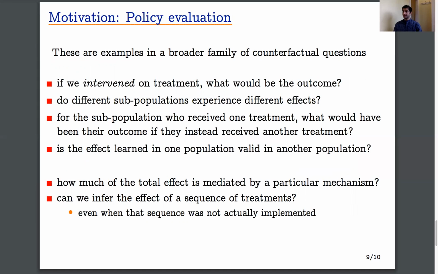Now, the two counterfactual questions we focused on live within a broader family of counterfactual questions. Questions like, if we intervened on treatment, what would be the outcome? That's the continuous treatment effect. Do different subpopulations experience different effects? That's the heterogeneous treatment effect. For the subpopulation who received one treatment, what would have been their outcome if they received another? That's treatment on the treated. Is the effect learned in one population valid in another population? That's a distribution shift question. More creatively, we could ask, how much of the total effect is mediated by a particular mechanism? That's mediation analysis. And finally, can we infer the effect of a sequence of treatments? That's off-policy planning.